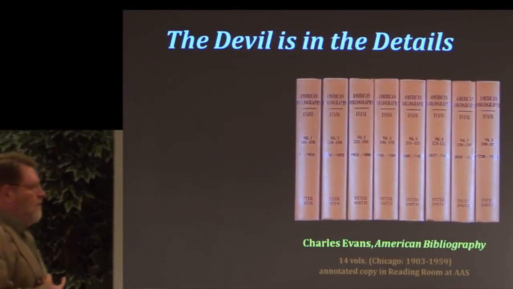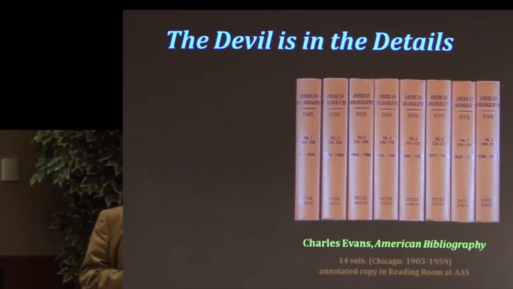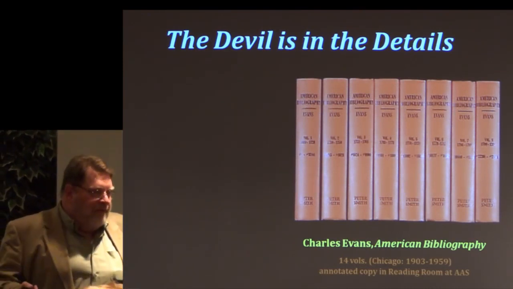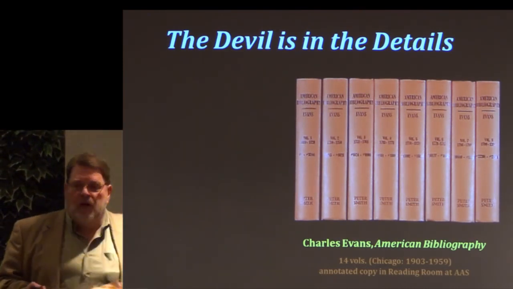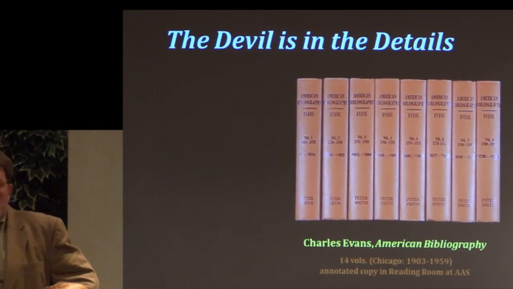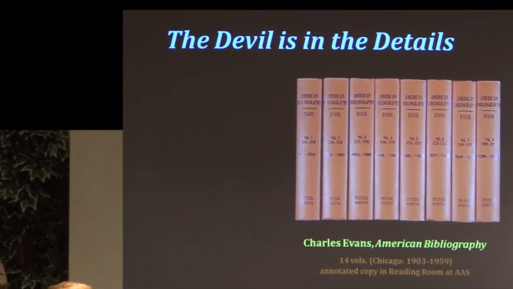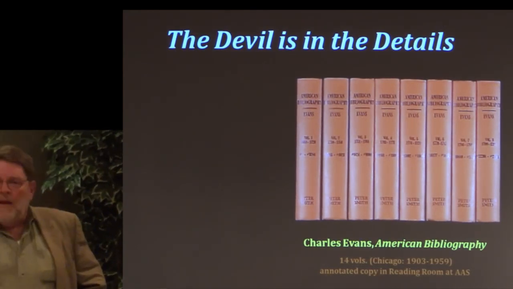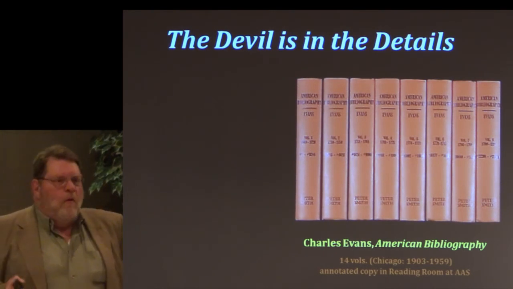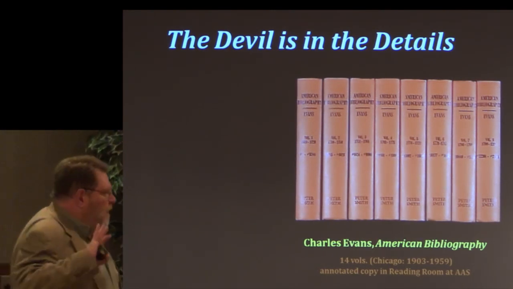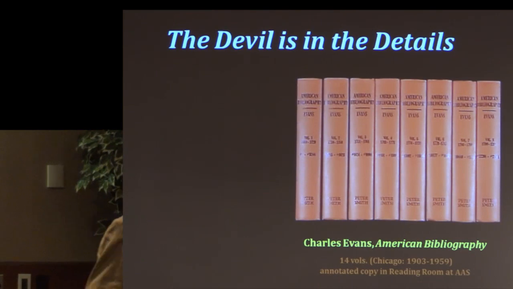How long has it been since Evans published the last volume? Right? It's even worse in Virginia. When did Swem print his last volume on Virginia printing? And the problem with Swem is that he only published on public prints, things paid for by the government, period. Nothing else. So, gee, what do I do now?